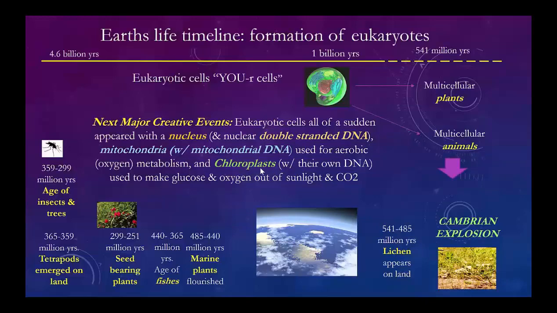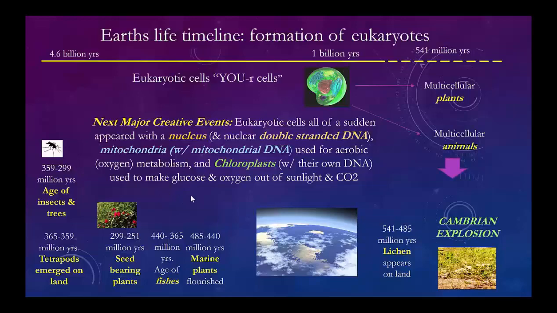And then the development of chloroplasts, which are chlorophyll-laden structures within plants. And they come with their own DNA as well. And they're used to make glucose and oxygen out of sunlight and CO2. But this is kind of amazing, because these are the kinds of structures we need: oxygen, glucose, even early, but later we especially need glucose to have brain metabolism. So this was placed very early, a billion years before we even showed up.